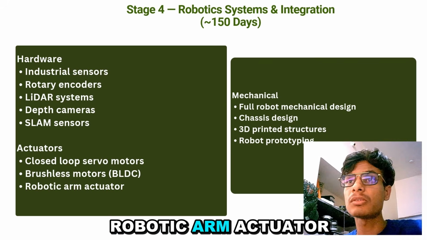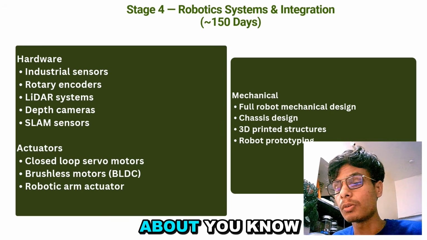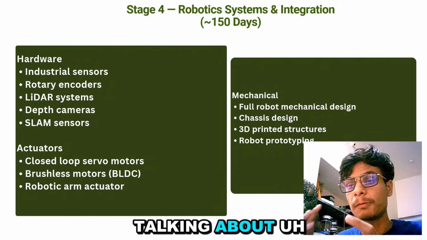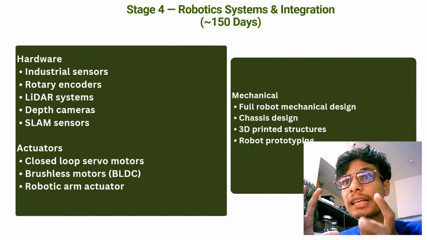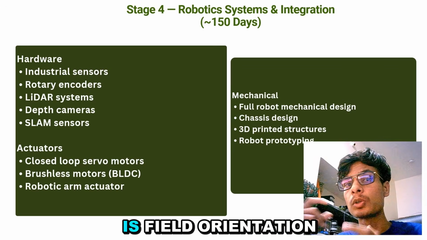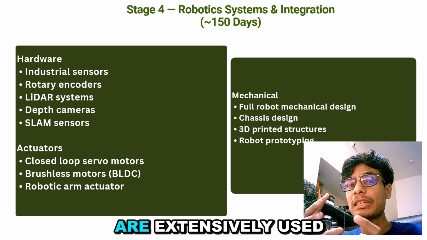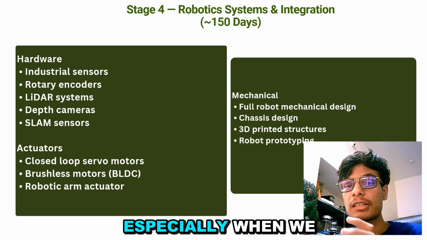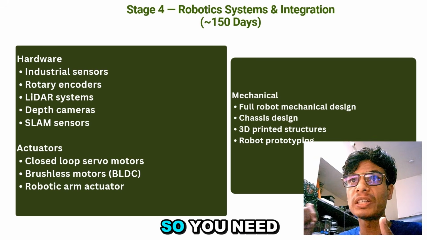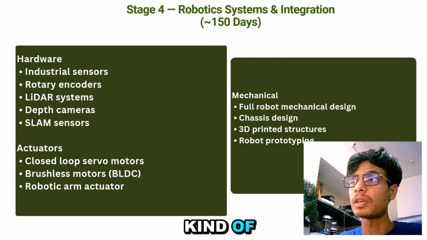Next is the robotic arm actuator. For example, when we are talking about some FOC kind of concept, that is field oriented control, these are extensively used in robotics, especially when we are talking about the closed loop. So you need to get a basic understanding of this kind of actuator.